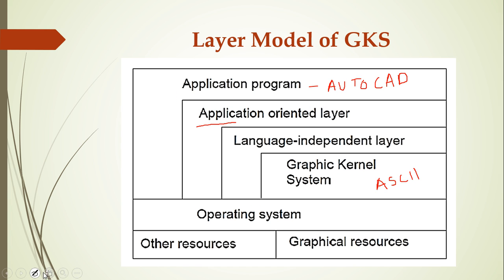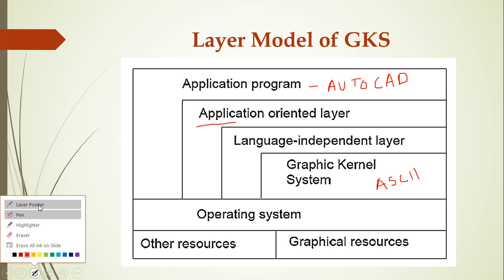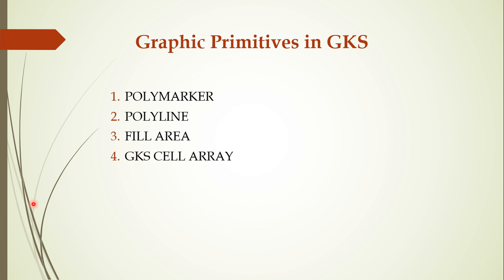Some of the major primitives available in GKS are polymarker, polyline, fill area, and GKS cell array. These are some of the output primitives that are available, the graphic primitives. We'll just look into it. The first output primitive is GKS polymarker.